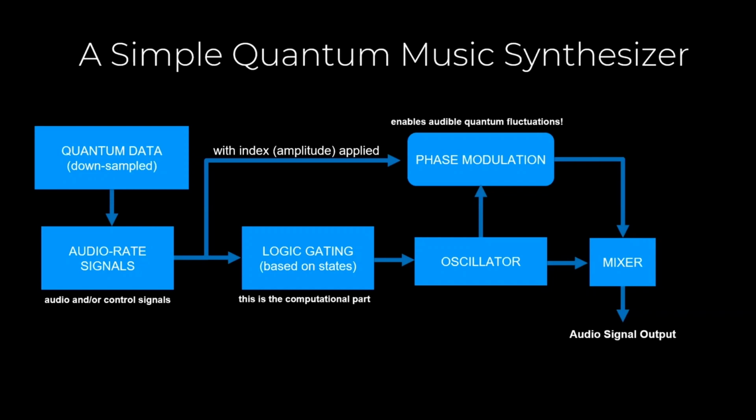The second part is logical gating, and we've seen a lot of that in the talk so far. You want a way to select, for example, the ground state and excited state in your system, and then discern some sort of logic from it.